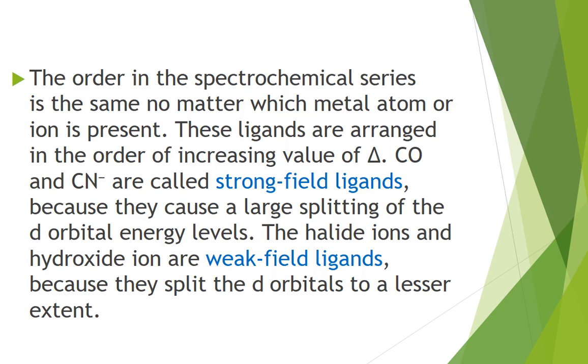From the series you can see CO and CN negative are strong field ligands because they cause large splitting of the d orbitals, whereas the halide ions and hydroxide ions are considered weak field ligands because they split the d orbitals to a lesser extent.